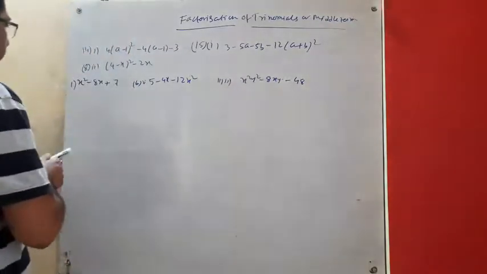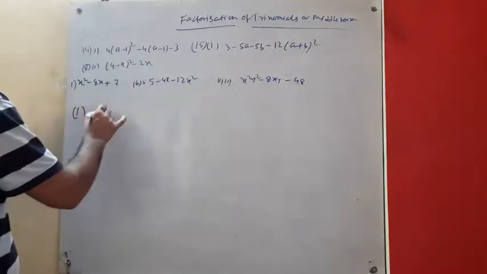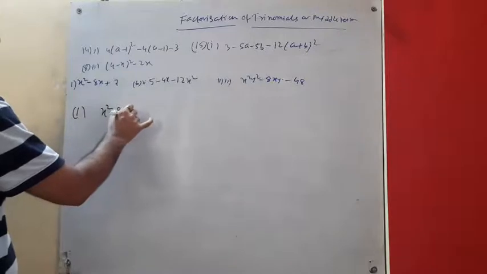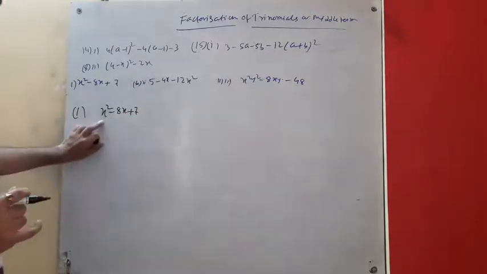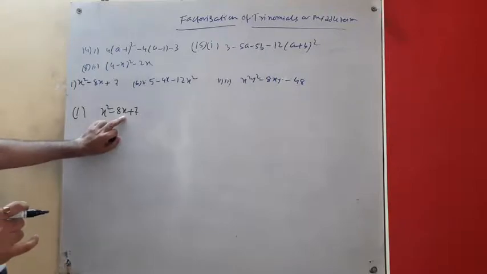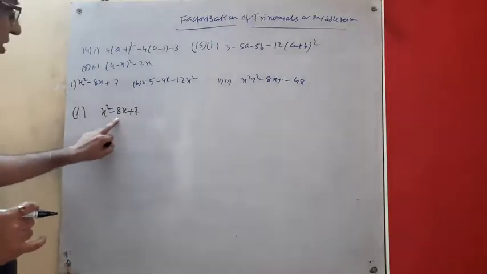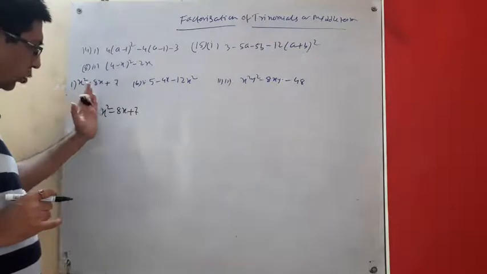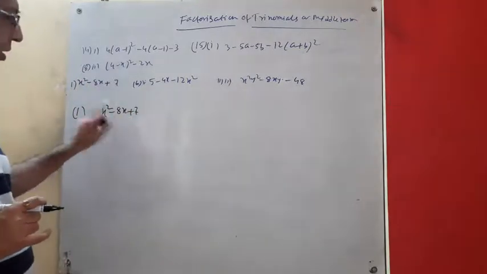Okay, start with number 1: x square minus 8x plus 7. Look, the highest power of x is 2 here, then the power of x is 1, and then there is 7. That means power 2, power 1, power 0. So this is the middle term.